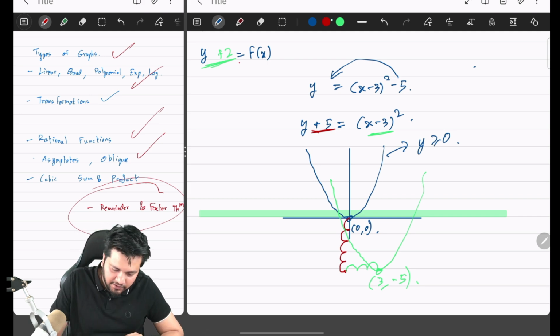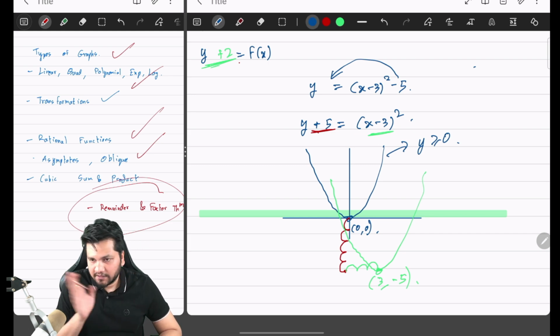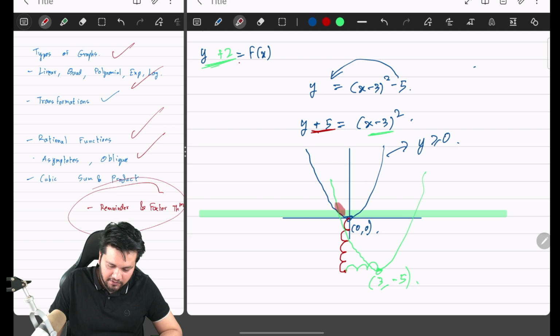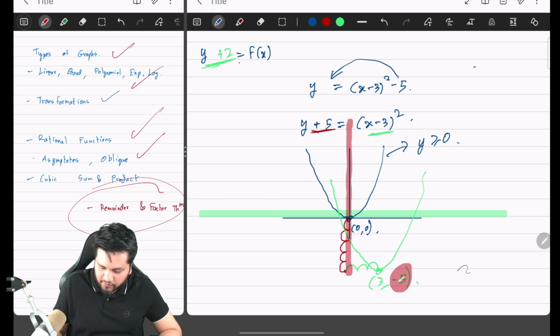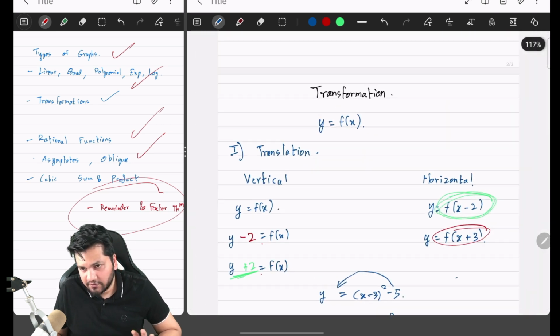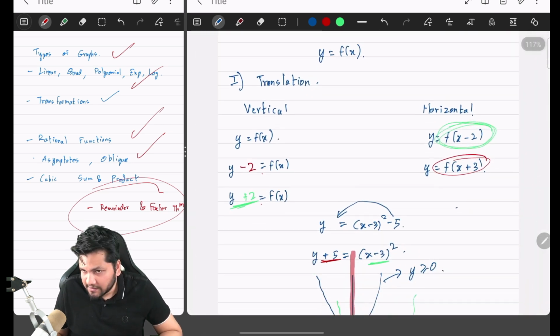And same with respect to this green graph, the domain is all real numbers, because it will go like this, it will go like this, no problem. But if I talk about the range, it will start from here, so this to this. On the y-axis, it will start from minus 5. So here the range would be y is greater than or equal to minus 5. So this is the first one, which is your translation.